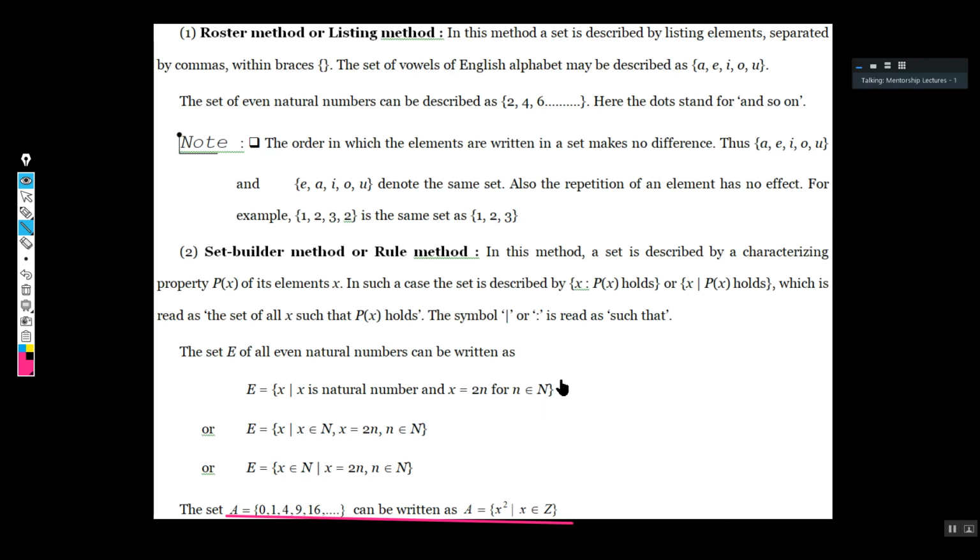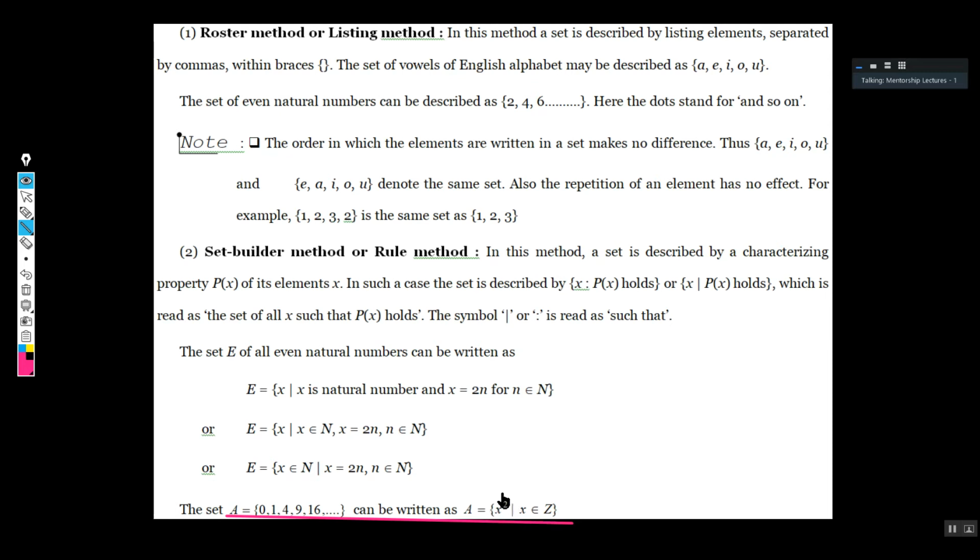Because you can observe that the beginning element is 0, second element is 1, third element is 4, fourth element is 9. That means it is a perfect square. Every number is a perfect square. That is the reason why it is written like this: A is equal to x square such that x belongs to Z. Every real number will not be taken. Only Z means only integers will be taken.